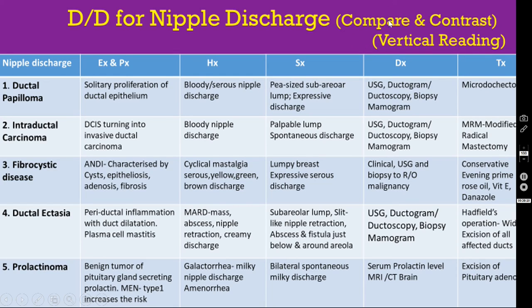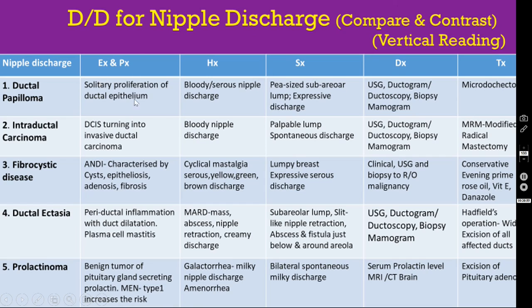So what I have here, I am telling, is vertical reading. Suppose you want to compare and contrast, if you want to know what is the pathology in all these diseases, instead of reading, usually we read horizontally, no. Here, if you want to know about the etiology of all these conditions, you can do what is called vertical reading. So what is the etiology for ductal papilloma? It is solitary proliferation of ductal epithelium. What is the etiology for intraductal carcinoma? You can read DCIS turning into invasive ductal carcinoma. And what is for fibrocystic? It is ANDI.